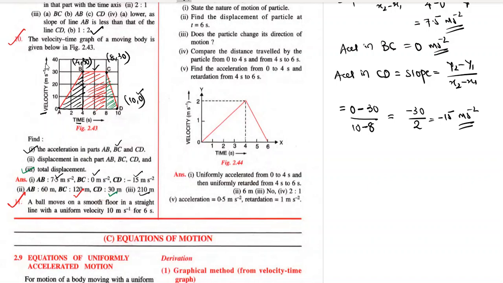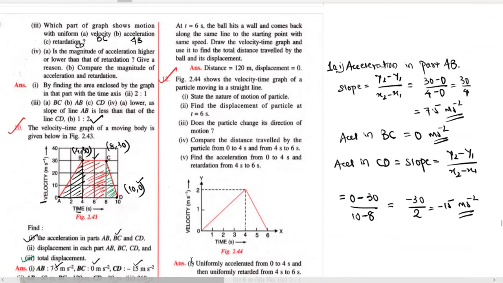Very easy. Or you can also find it as the area of the trapezium. If you find the area of trapezium ABCD, that is half into the sum of parallel sides into the distance between them, you will find the same thing, 210. So this one is clear now. Okay, let's move on to the next question, question number 11.